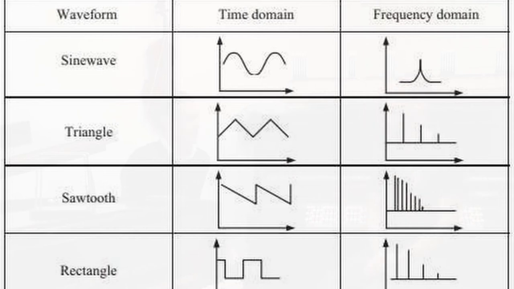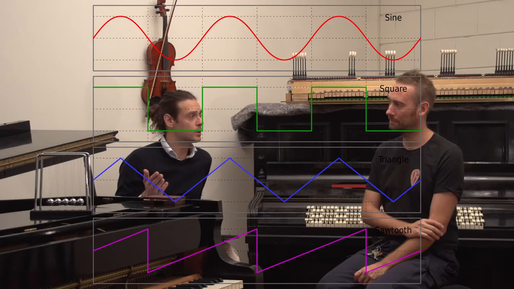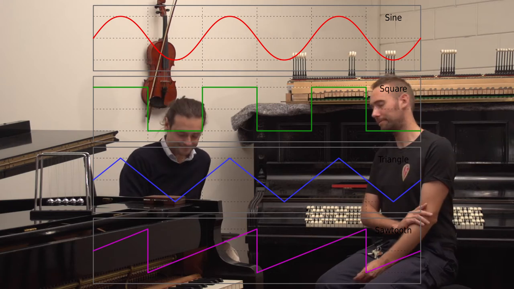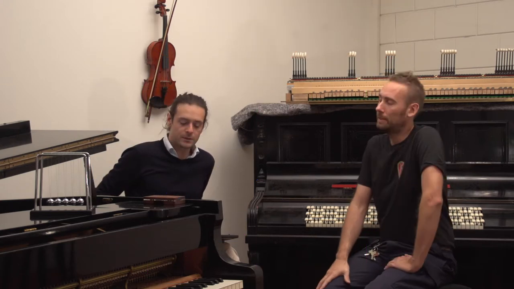Corresponding to which sine it is. Exactly. And then there are other kinds of waveforms that are well known, like the square wave, or the sawtooth, or the triangular, or whatever. And they have different characteristics.